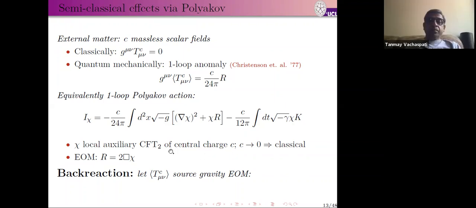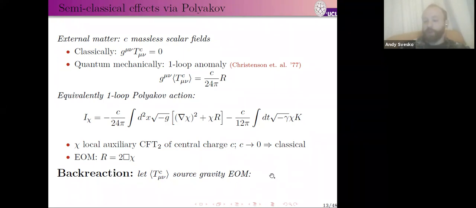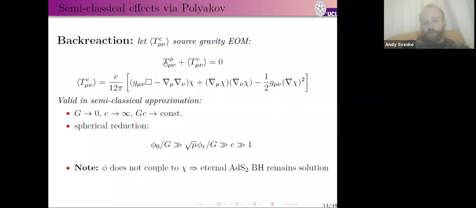Okay, so to describe backreaction, what we mean is we're going to let the expectation value of the stress energy tensor source the gravitational equations of motion, so the classical JT gravity equations. And so here it is symbolically. Together this gives you the modified semi-classical gravitational equation of motion for JT gravity.